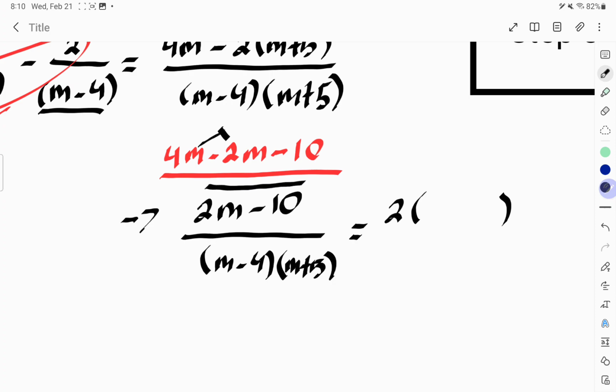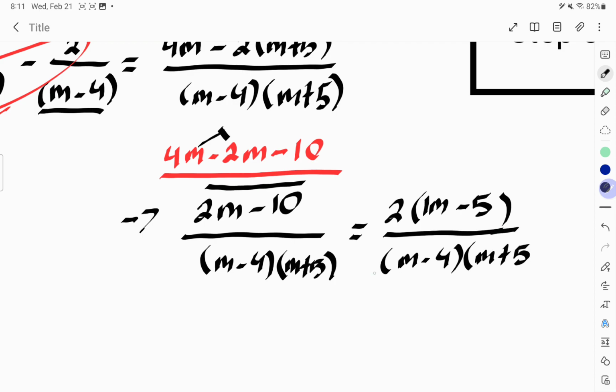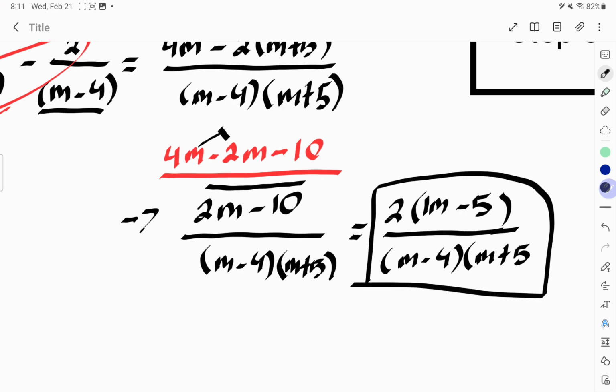So what is 2m divided by 2? 1m. And what is 10 divided by 2? Negative 5. So that's exactly what we're going to get on the top. And on the bottom, I'm just going to have m minus 4 and m plus 5. That is how my answer is going to simplify at the end. Now, can I cancel anything out? No, because you can see that's a negative 5 and that's a positive 5, so that wouldn't be able to cancel out. And this is my answer.